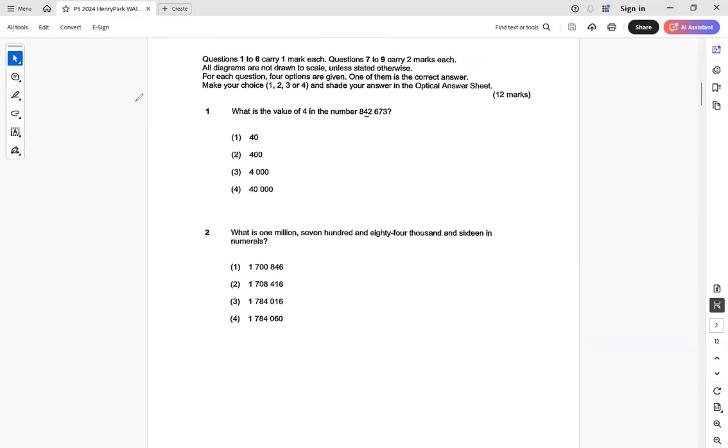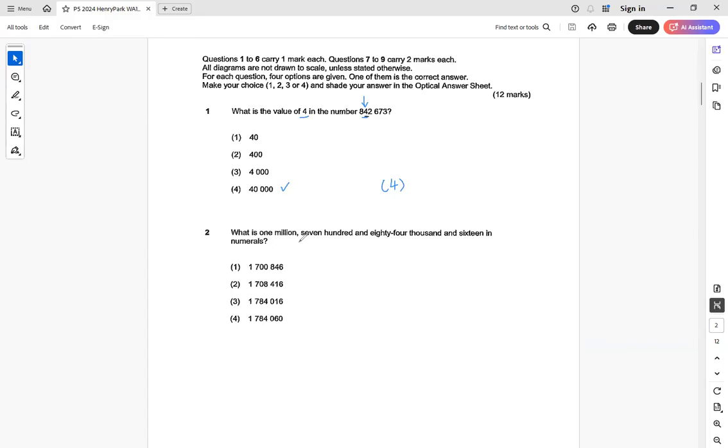Okay, question 1. What is the value of 4 in the number 842,673? So the 4 is over here, which is in the 10,000s place. Okay, so for this, we look at the options. The 10,000s place, 4 is 40,000. So your answer will be option 4.